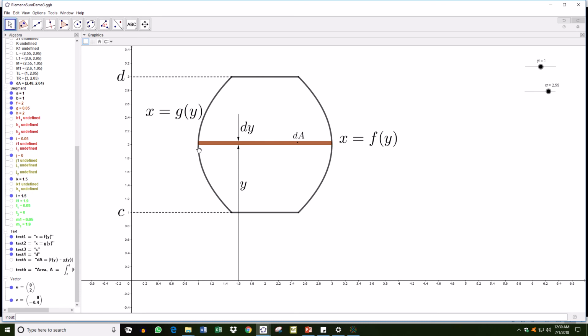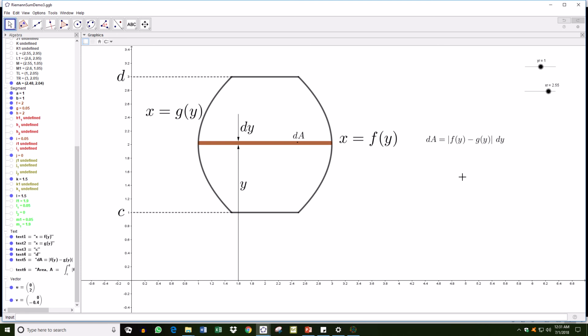Similarly, for this point, we can find the x value. So the x value at this point minus the x value at this point should give us the width of this rectangle. And again, in order to make sure that this dA would be a positive quantity, the width would be a positive quantity, we'll stick an absolute value around it. Okay, absolute value of f of y minus g of y times dy.